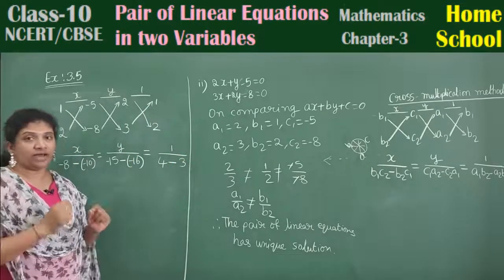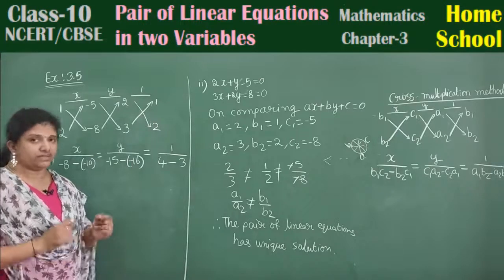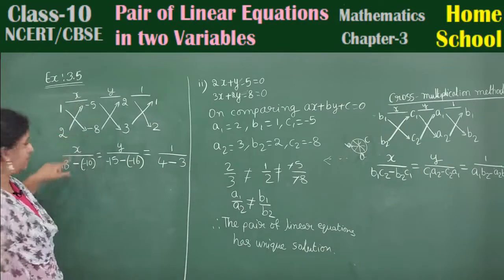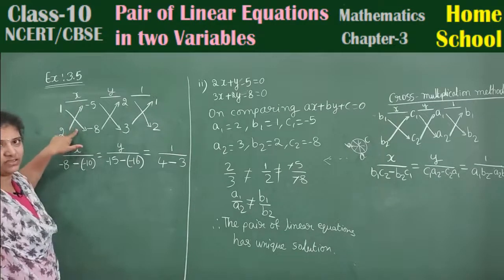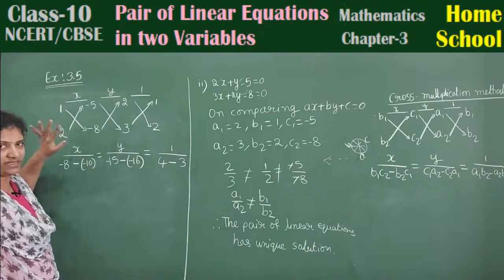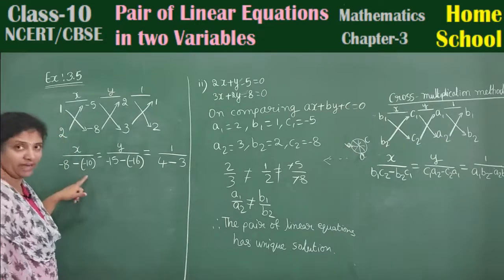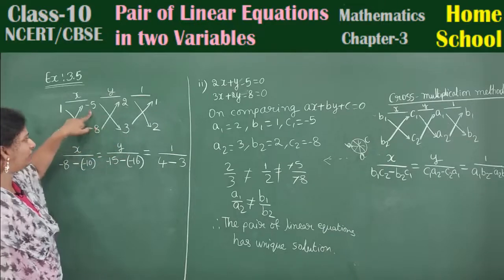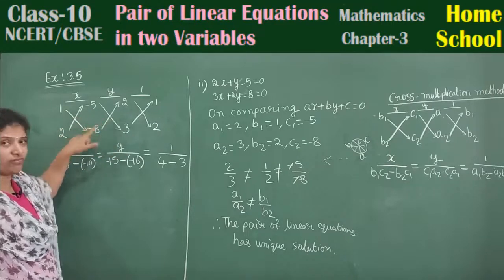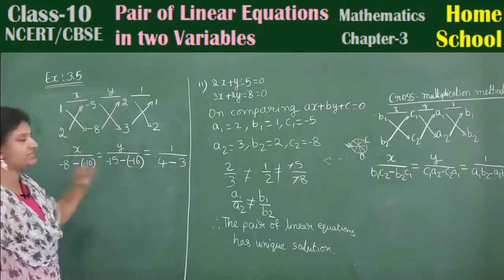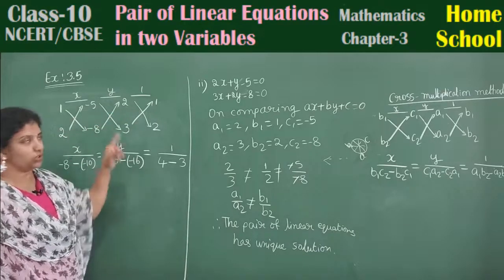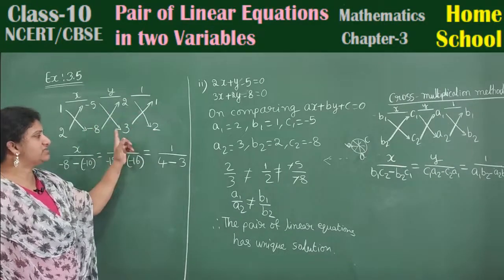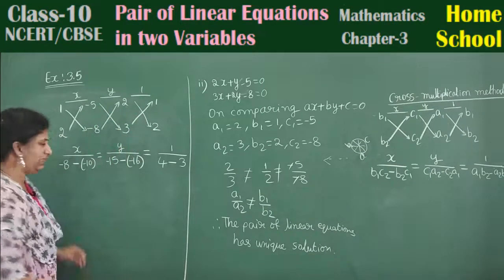Okay, how am I multiplying? Understanding? Once again let me repeat, look here. X by 1 into minus 8 is minus 8, minus 2 into minus 5 will be minus 10, but I need to put it here with brackets. Y by minus 5 into 3 is minus 15, minus of minus 8 into 2 will be minus 16, is equal to 1 by 2 twos are 4 minus 3 into 1 will be 3.